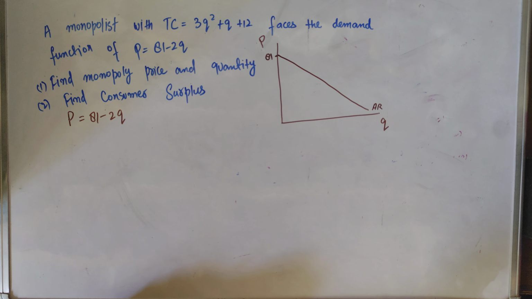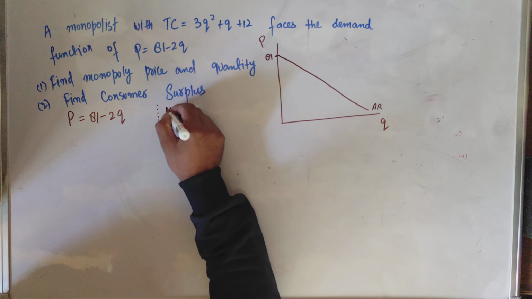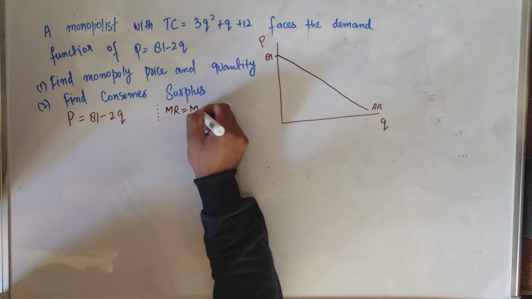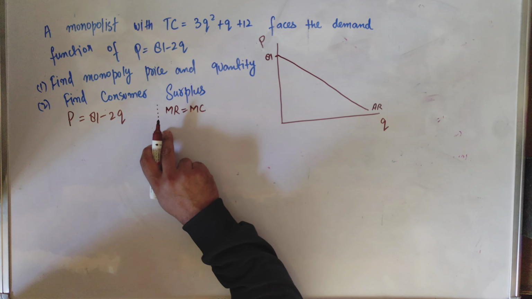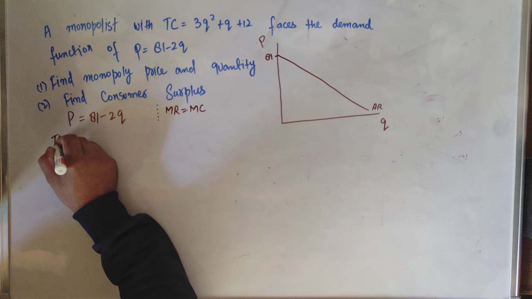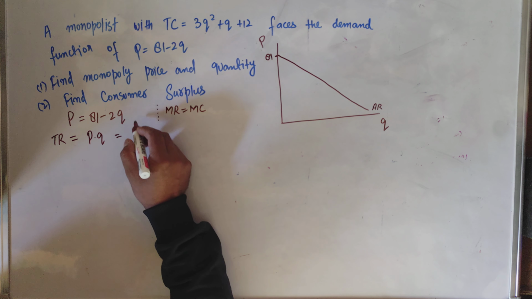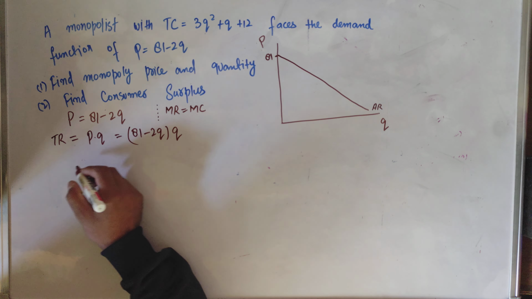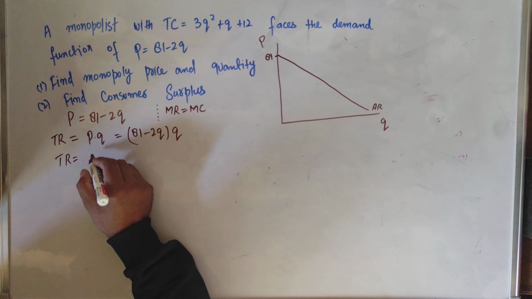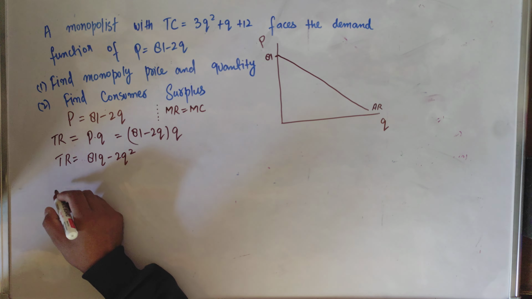Next, for the monopoly we know that profit is maximized where marginal revenue is equal to marginal cost. So we need to find out two things, marginal revenue and marginal cost. To find marginal revenue, let's first find the total revenue. Total revenue, as you know, is equal to price into output, which is 81 minus 2Q multiplied by Q. So our total revenue will be equal to 81Q minus 2Q square.